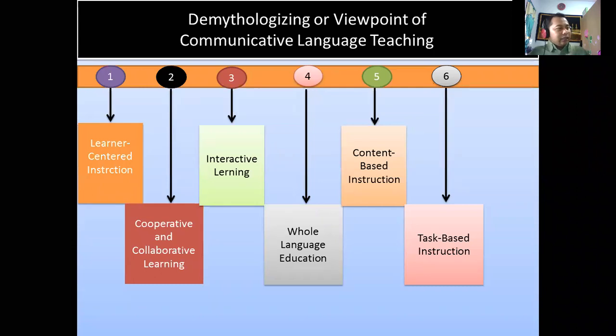That's the explanation from this book. Hopefully you get some understanding and insights about communicative language teaching in general and how to implement it in the classrooms.